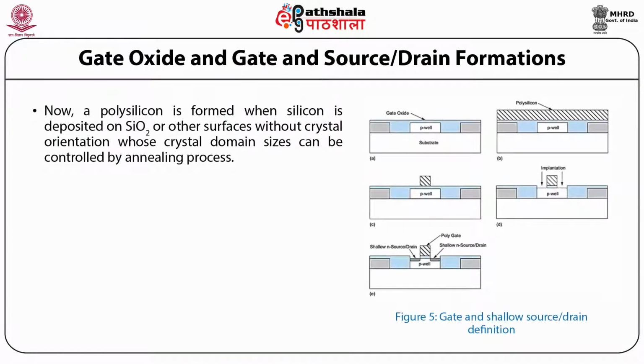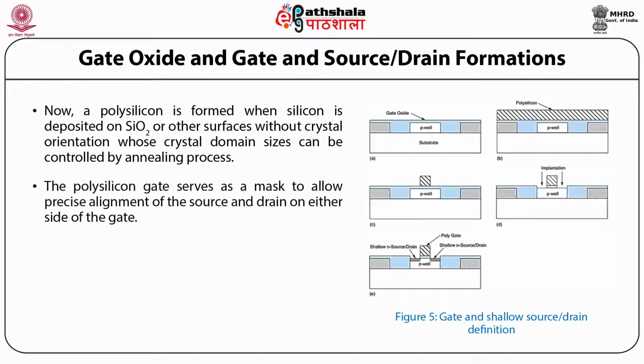Now polysilicon is formed when silicon is deposited on SiO2 or other surfaces without crystal orientation, whose crystal domain sizes can be controlled by annealing process. Undoped polysilicon has high resistivity, which can be reduced by implanting it with dopants and or combining it with a refractory metal. So the polysilicon gate serves as a mask to allow precise alignment of the source and drain on either side of the gate. This process is called the self-aligned polysilicon gate process.